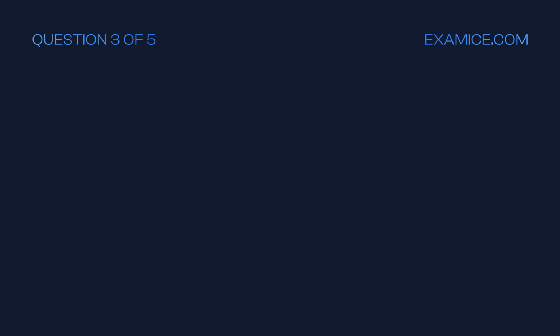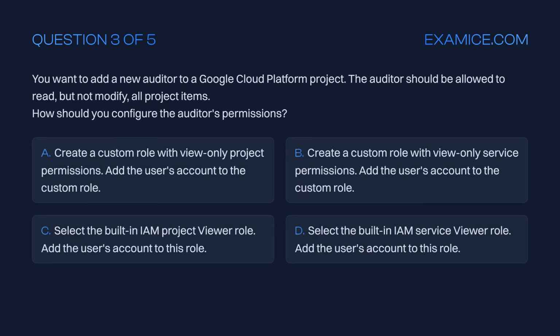Question 3. You want to add a new auditor to a Google Cloud Platform project. The auditor should be allowed to read but not modify all project items. How should you configure the auditor's permissions? Option A. Create a custom role with view-only project permissions. Add the user's account to the custom role. Option B. Create a custom role with view-only service permissions. Add the user's account to the custom role.